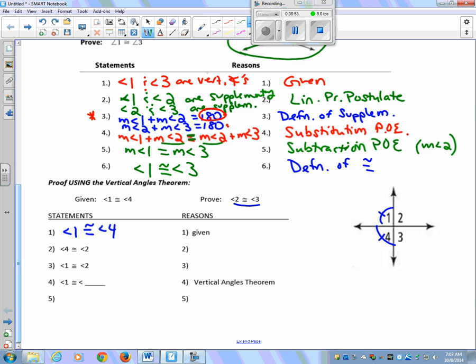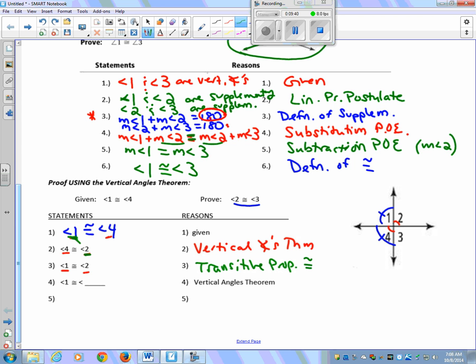Now I know angle 4 is congruent to angle 2. How do I know that angle 4 is congruent to angle 2? Well, because we just proved the vertical angles theorem. Well, if angle 1 is congruent to 4 and 4 is congruent to 2, that means 1 must be congruent to 2. This is that zigzaggy thing: 1 is to 4, 4 is to 2, therefore 1 is to 2. That's the transitive property of congruence.